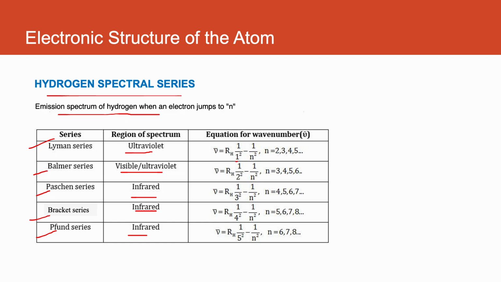Wherein your n is equal to 1 for Lyman, 2 for Balmer, 3 for Paschen, 4 for Brackett, and 5 for Pfund. Okay? So you memorize your spectral series for hydrogen-like atoms.